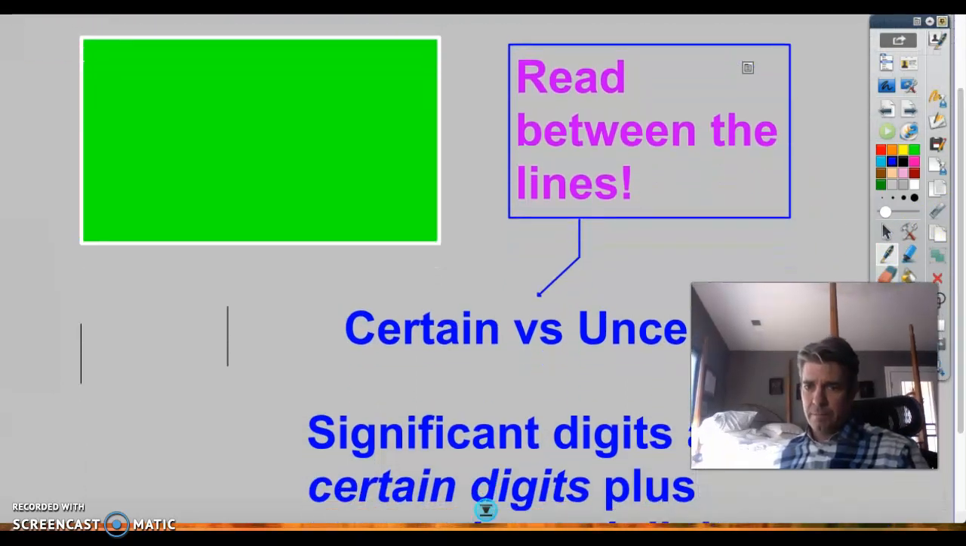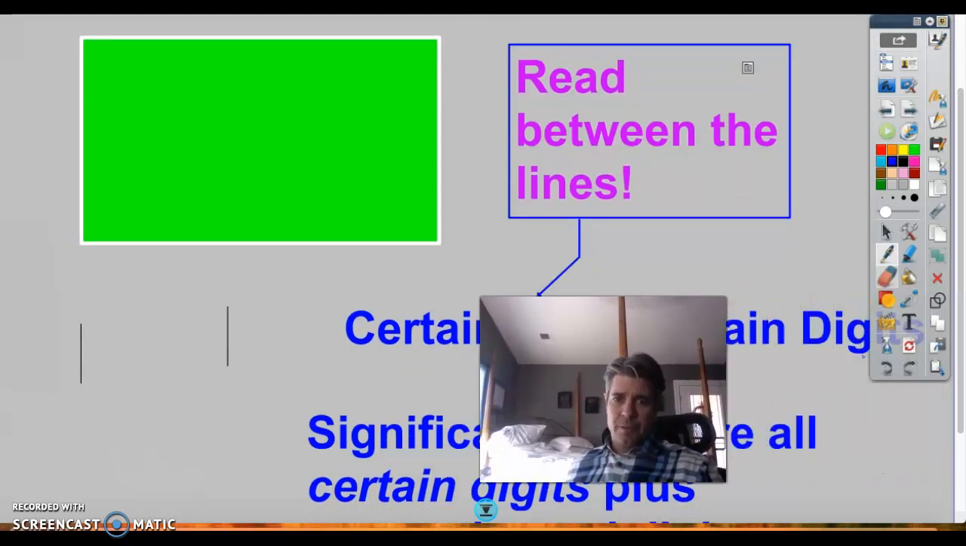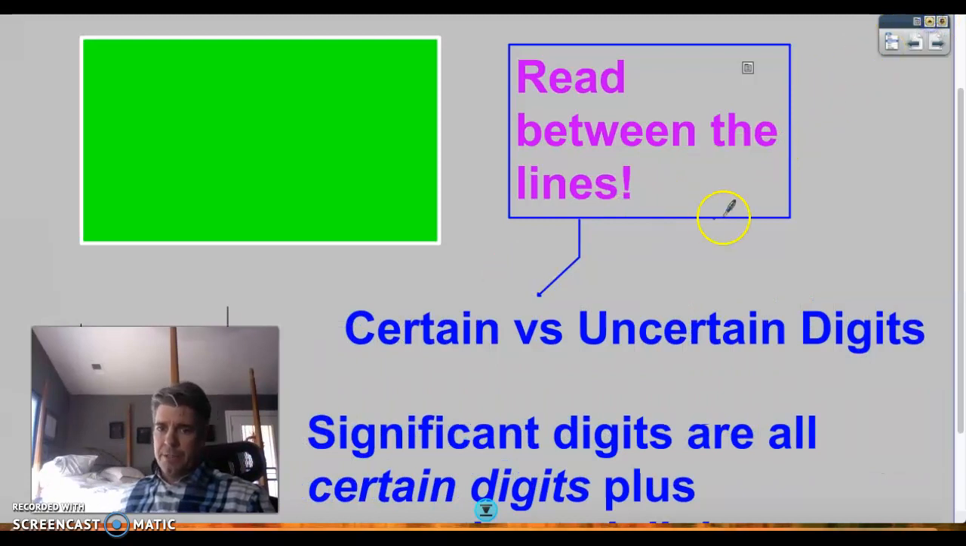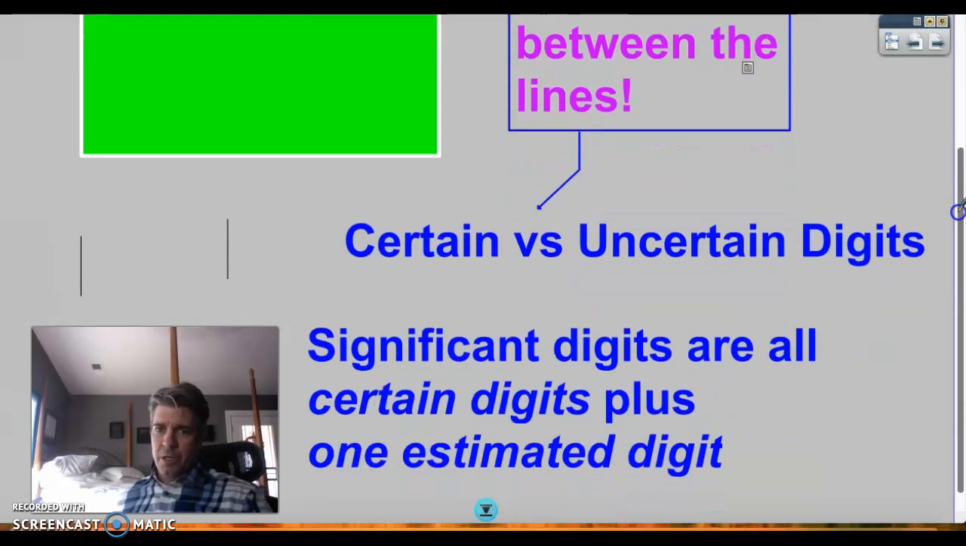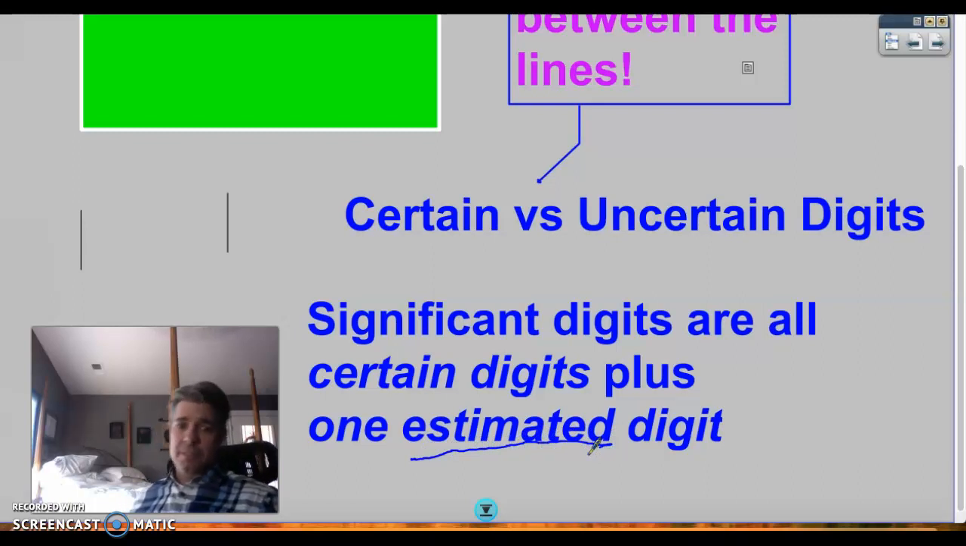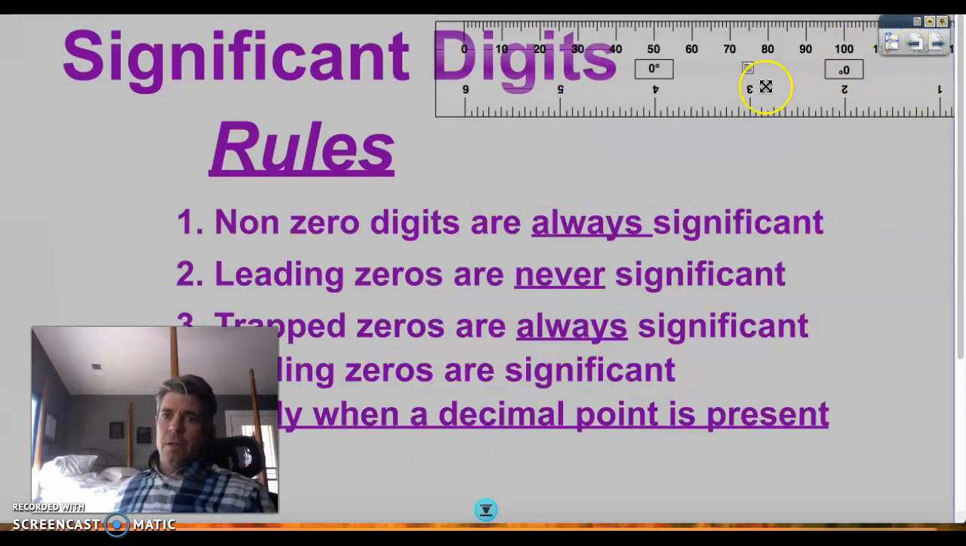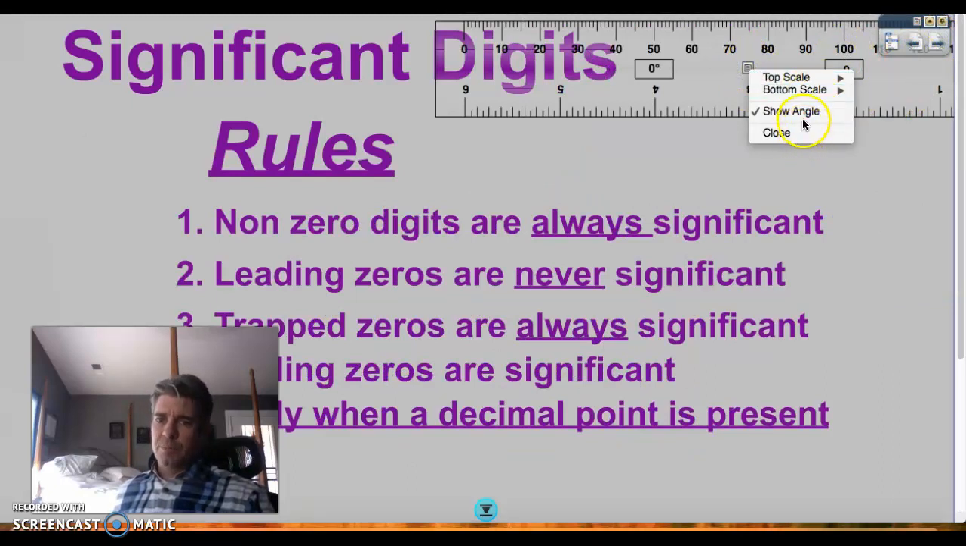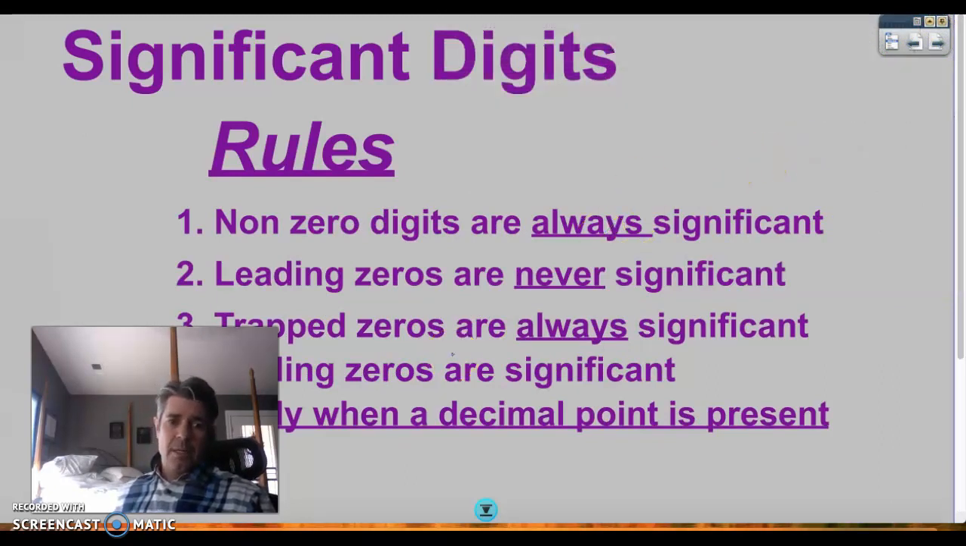You must read between the lines to be a good scientist. So, you have certain digits and you have uncertain digits. Certain digits are numbers that you have lines for and you know it's bigger than or smaller than. And then your one uncertain digit is that estimated digit, and you can only have one of those. Always. You can have hundreds of certain digits, but you can only have one uncertain digit because you can only read between 2 lines. That's how rounding works in science.